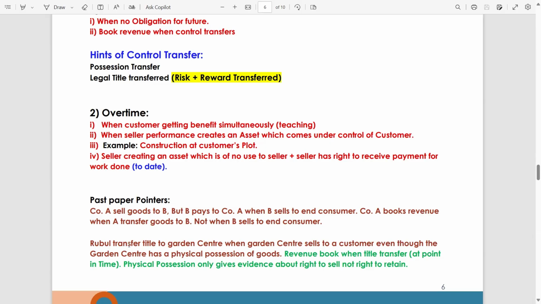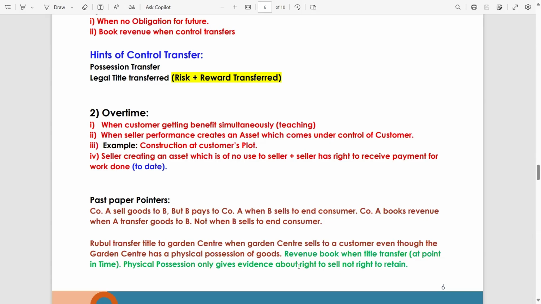Pointer number two: we will transfer title to the garden center when the garden center sells to a customer, even though the garden center has physical possession of goods. Physical possession does not mean the title has been transferred. In this case, revenue is booked when title transfers, at a point in time. Physical possession only gives evidence about the right to sell, not the right to retain. So the right to retain is very important rather than the right to sell.